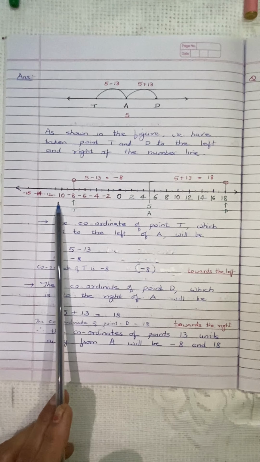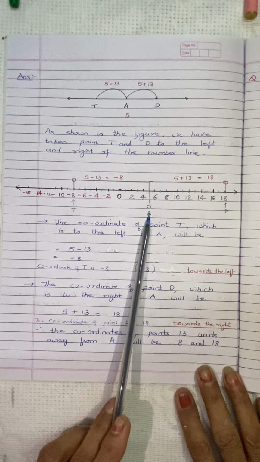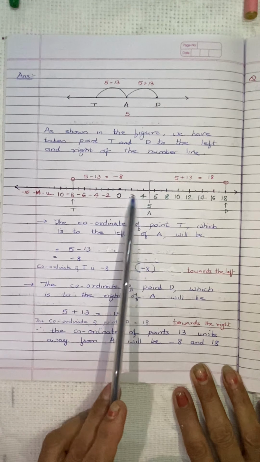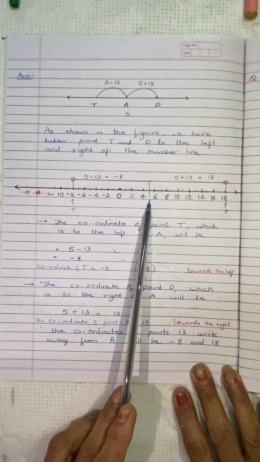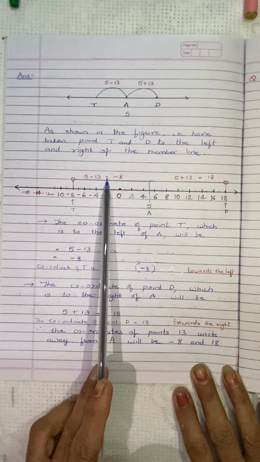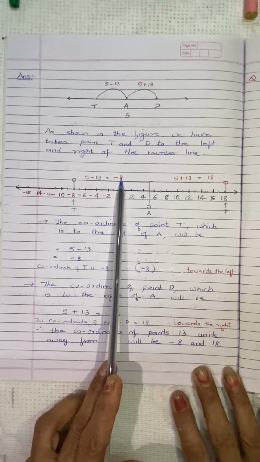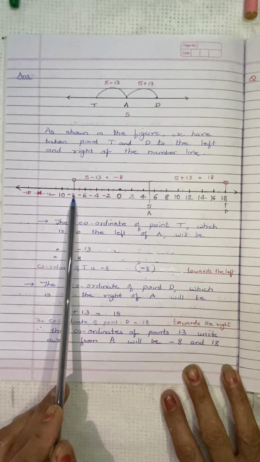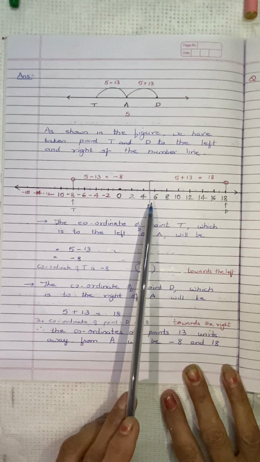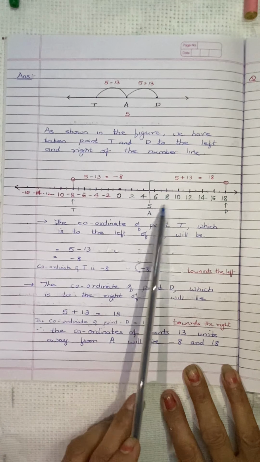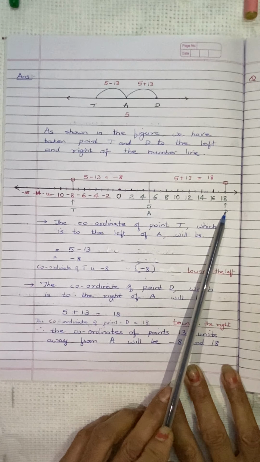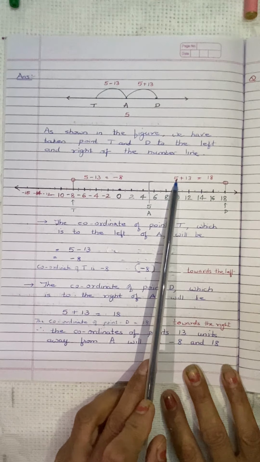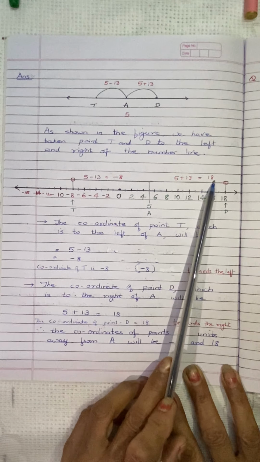Now let's understand more in detail. That is 5 is here, and I have shown these points on the number line, and we are moving from 5, 13 units. So 5 minus 13 is negative 8. Now the coordinate of T is negative 8. Now the coordinate of D we will find out, that is moving, adding 13 units to the right of 5. So 5 plus 13 is 18.